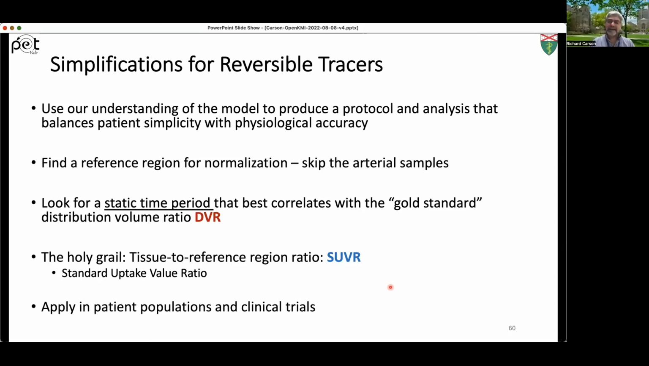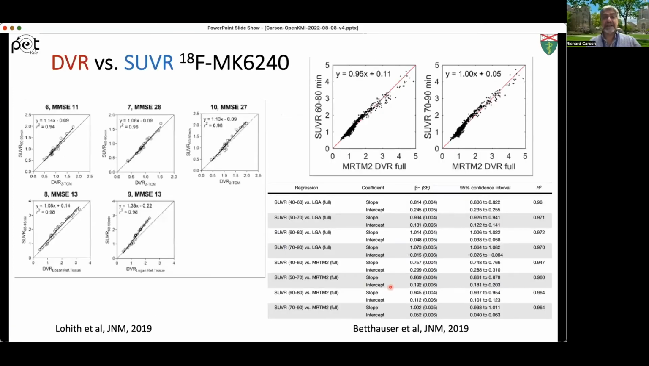And boy, that makes things much simpler when you're thinking about clinical trials. And nearly every successful tracer has found a way to do this. But let's talk about that one. So here's an example with tau tracers, MK6240, published a couple of years ago, where people found SUV ratios and distribution volume ratios using different kinetic methods, but basically showing pretty good agreement if you pick the right sweet spot in time. And that's the trick. Each tracer has a slightly different sweet spot in time.